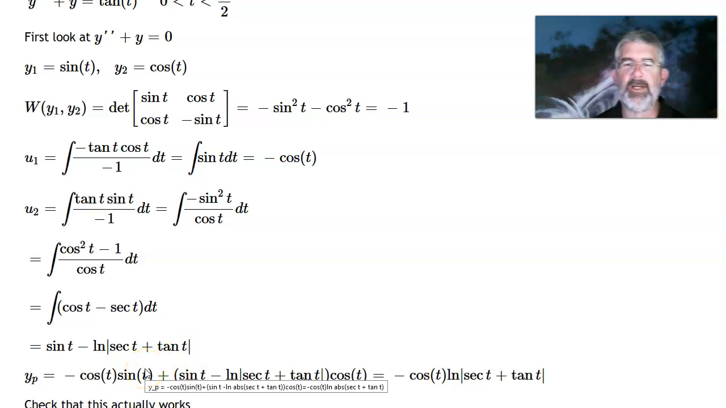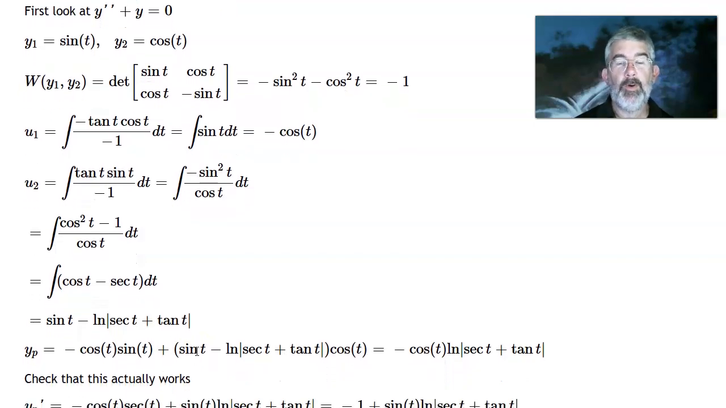And now that interval comes into play here. I don't actually need the absolute value sign here because from 0 to pi over 2, secant and tangent are both positive. If you add them up, that's positive. I could just use parentheses instead of absolute values there. Anyway, so my yp is u1 y1 plus u2 y2. What happens here? There's a cosine t and a sine t multiplied together, and there's a minus cos t sine t, so those cancel out, leaving just the cosine times the log. I guess there's a minus sign in front of it. So minus cos t, natural log of secant t plus tangent t.